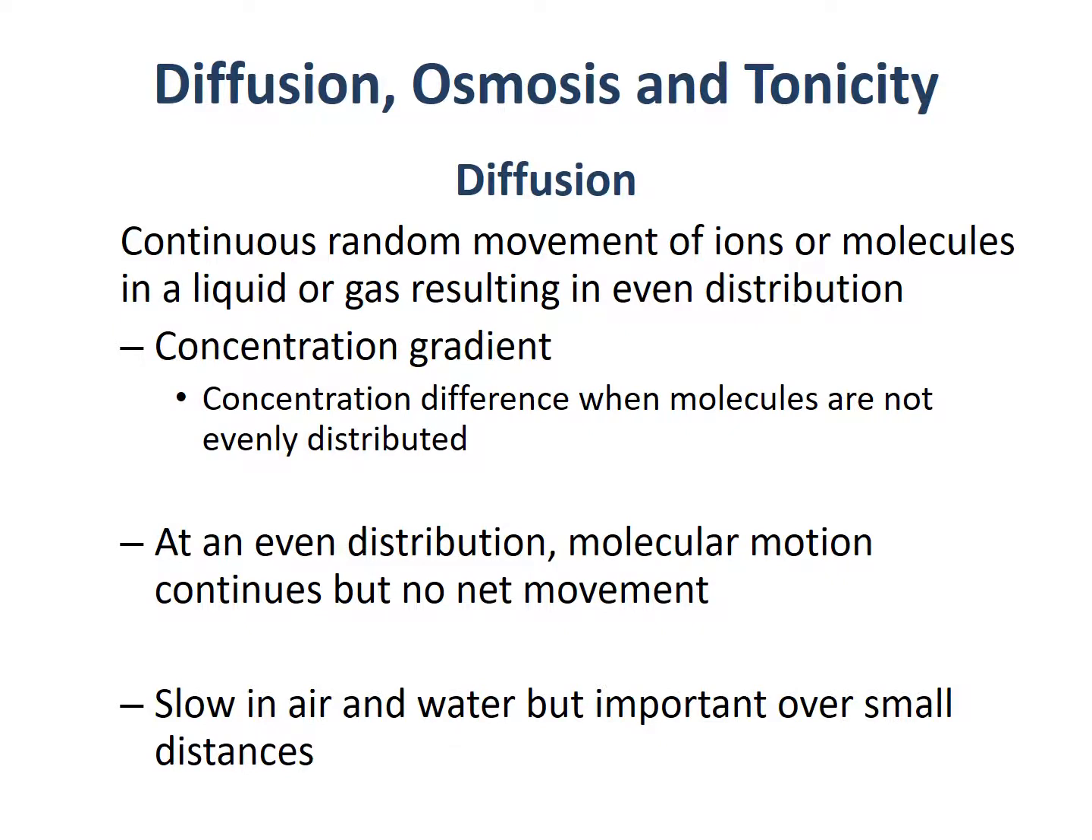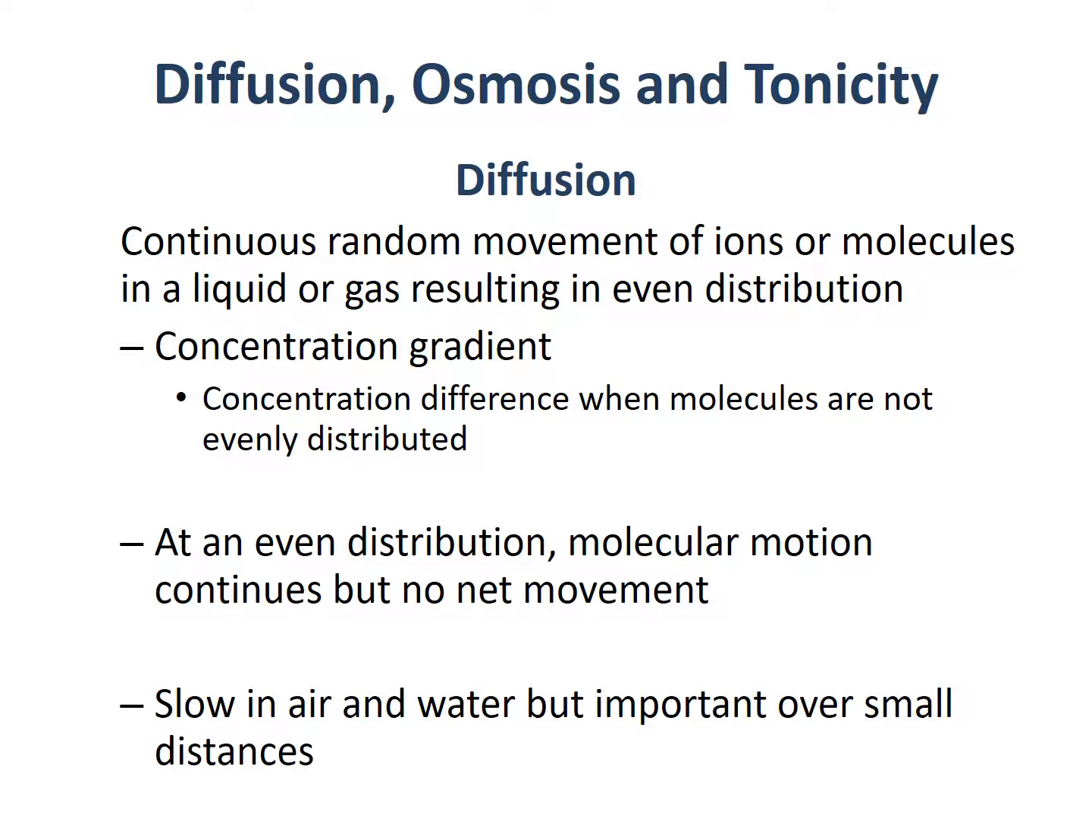Welcome to Lecture 4 for Anatomy and Physiology: Diffusion, Osmosis, and Tonicity. Diffusion is the continuous random movement of ions or molecules in a liquid or gas, resulting in even distribution. Diffusion is primarily how we move things in the body, and it's a very useful concept.